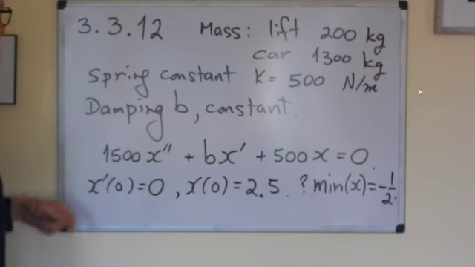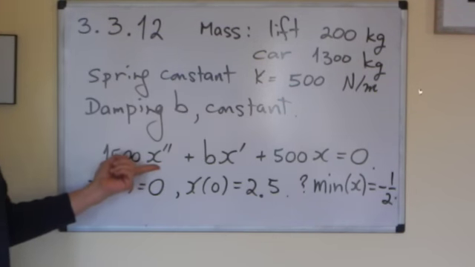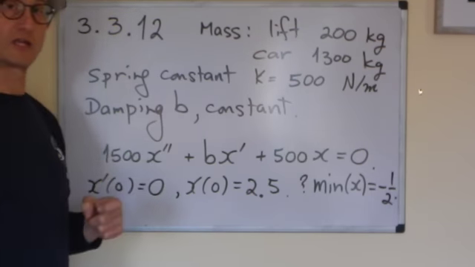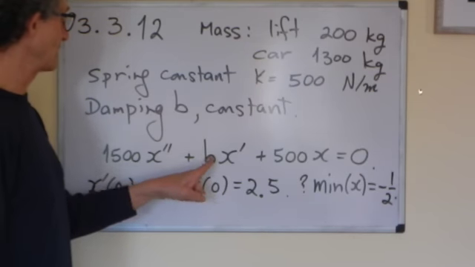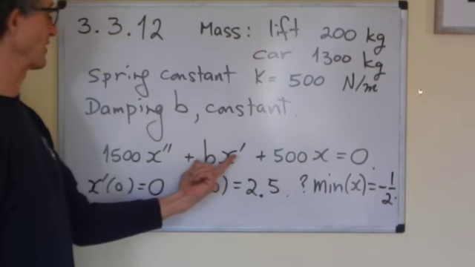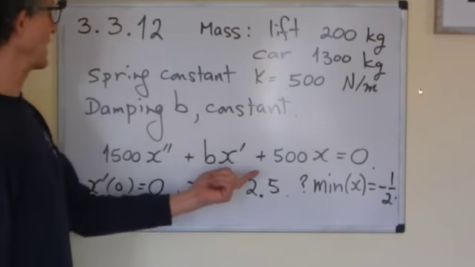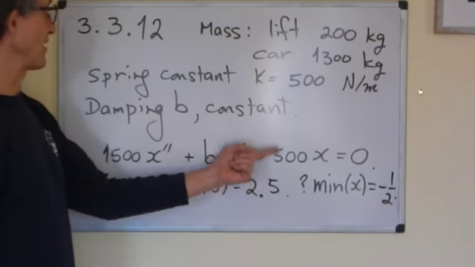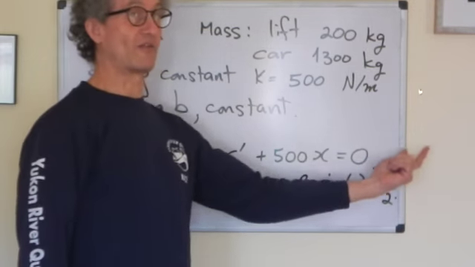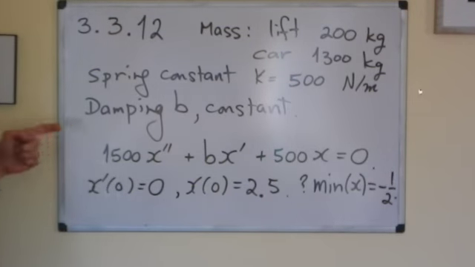And so the equation is the combined mass of the car and the lift, times the second derivative of the displacement. This is mass times acceleration for people interested in physics. And this is plus the damping times x prime. You can think of this on the left-hand side as the force is minus the damping. And then 500, the spring constant, times the displacement. Again, you can think of this on the right-hand side, the force is against the spring. And so this is our equation.